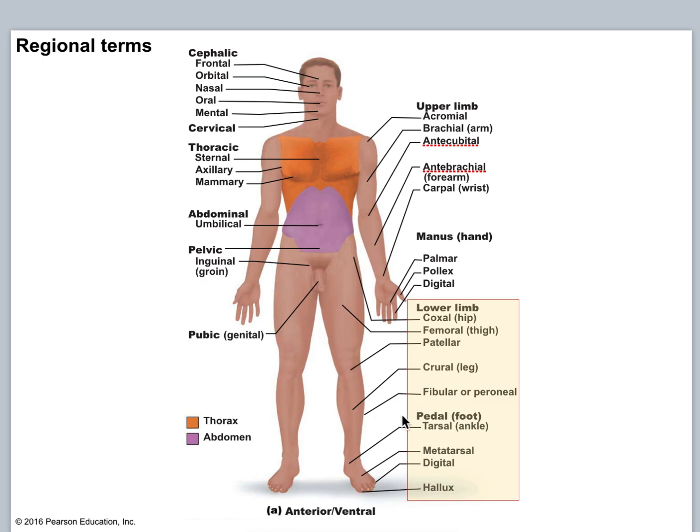Pedal means foot. Like a pedal on a bicycle, you use your foot to pedal the bicycle. Tarsal is ankle. Note the difference. Carpal is the wrist, and tarsal is ankle. Metatarsal pertains to the foot. Digital has to do with the four toes other than the big toe. And hallux is just another term for the big toe. Again, notice that hallux is the big toe. Pollex has to do with the thumb.